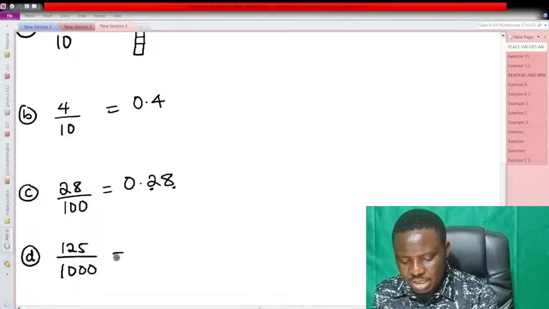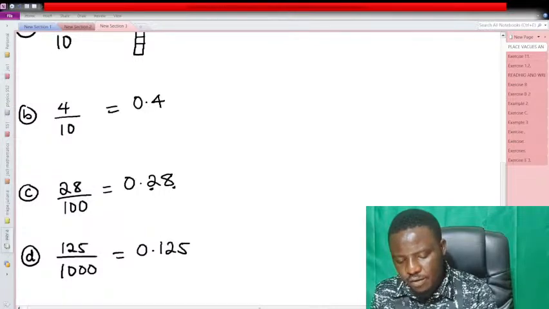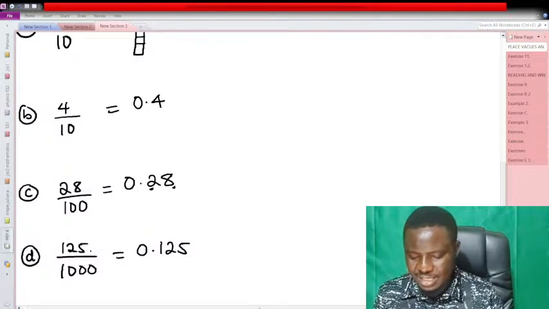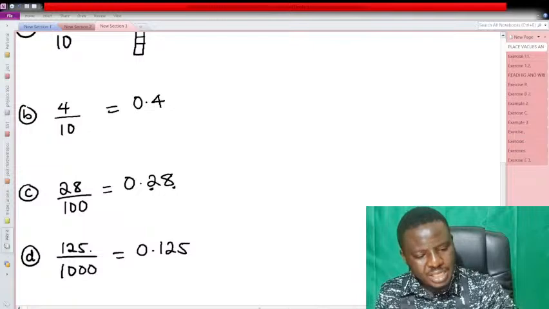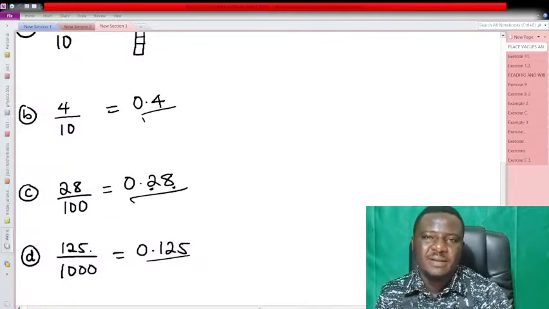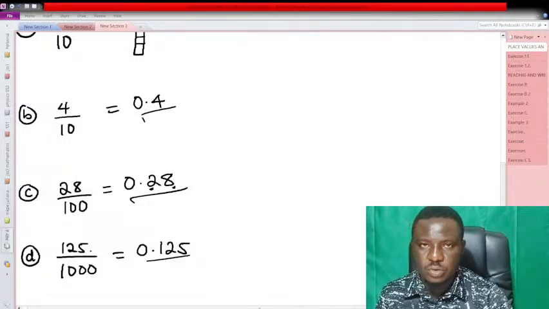When you're divided by 1000, this gives us 0.125, or just like I said, since we have 3 zeros, you have to move the decimal point 3 times towards your left and you arrive at this. So these numbers are said to be in decimal fractions.